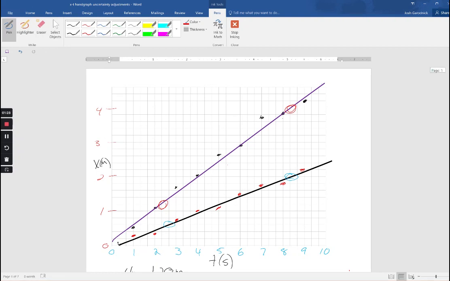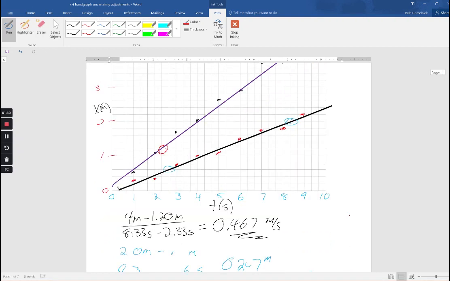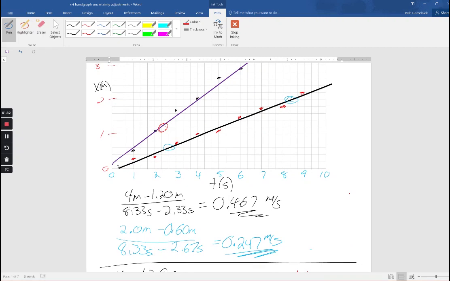No big deal. Anyway, I have calculated the slope of both right here. Notice I have used units in my calculations, not just the answers. And these are the points that I've chosen. For example, the blue one here is at 2 meters at 8.33 seconds. And the other one at the bottom there is around 0.6 meters at 2.67 seconds. And I've calculated the slope for each.